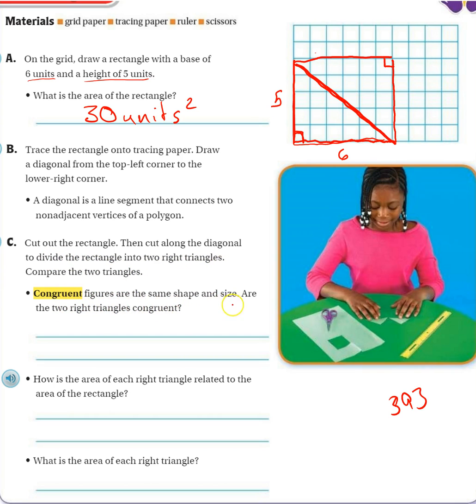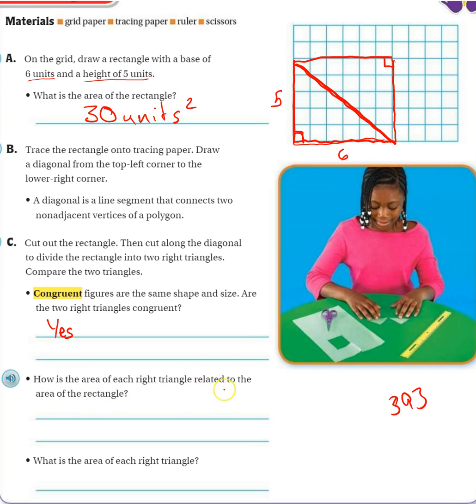Congruent figures are the same shape and size. Are the two right triangles congruent? Yeah, they're cut exactly in half, and if we did cut them out, we could place them right on top of each other, and they would perfectly cover each other. So, yes, would be my answer there.